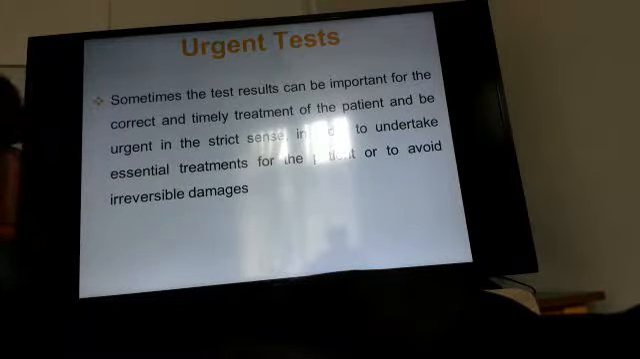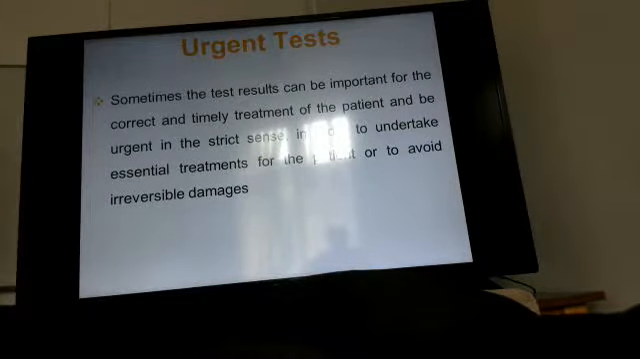Other tests are called urgent. It means that, really, all tests are urgent, because if you have a suspicion of a disease, you want to know if the disease is present or not as soon as possible, because as soon as you have the results, as soon as you can start therapy. So really each test is urgent, but sometimes you have an urgency that is higher because there is an immediate risk to the life of the patient.